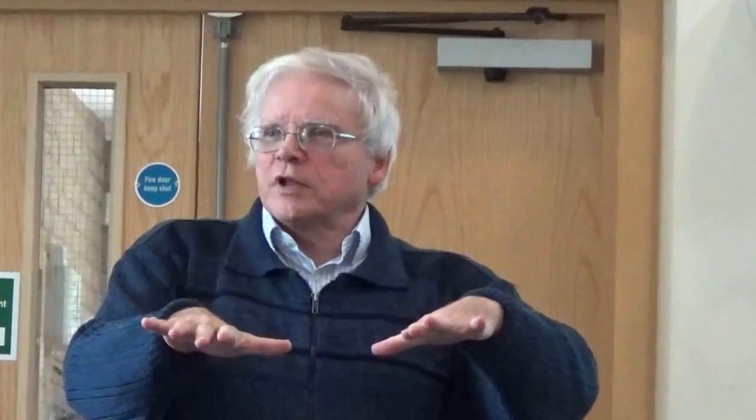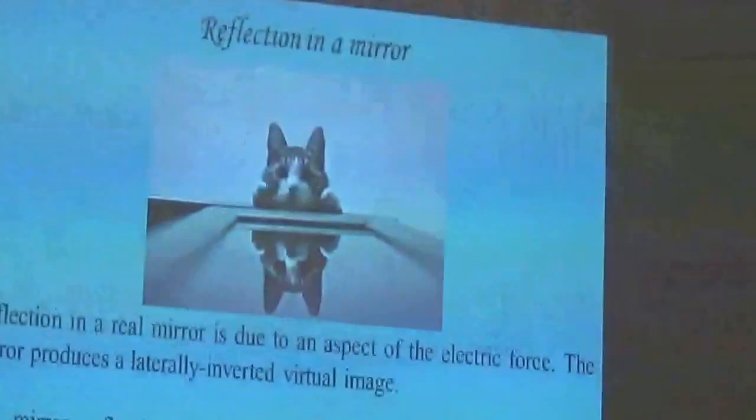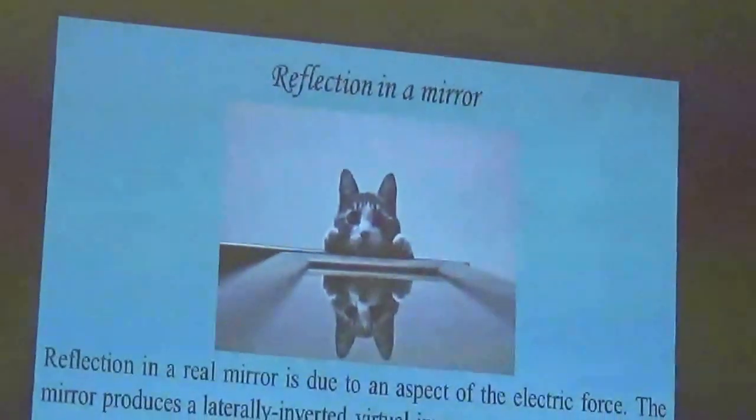You see, we think of the mirror as reflecting that cat, but it isn't the mirror that reflects that cat, it's the whole of the universe that does it. Everything contributes. As it happens, the mirror is constructed so that most of the other things cancel. But everything contributes. So in fact, that is truly a vacuum image of that cat.